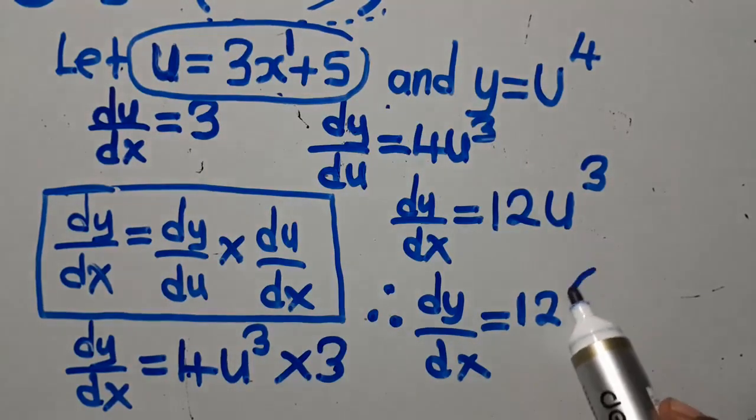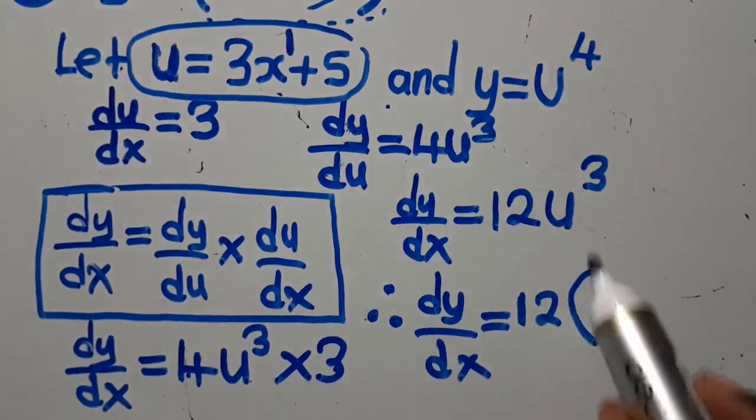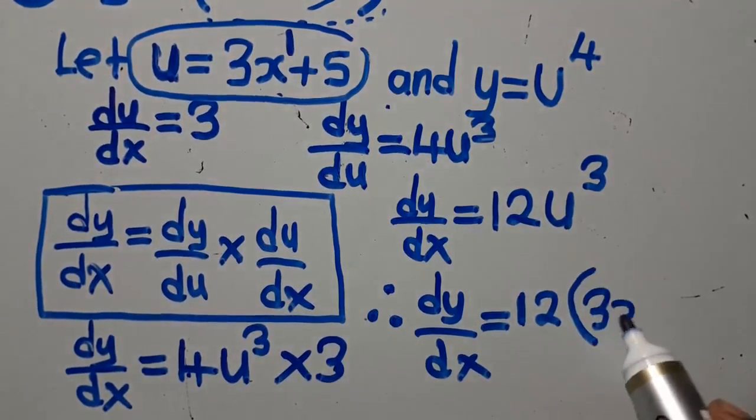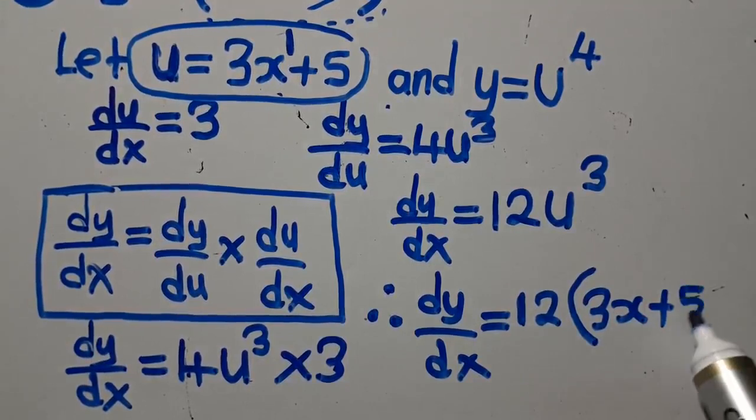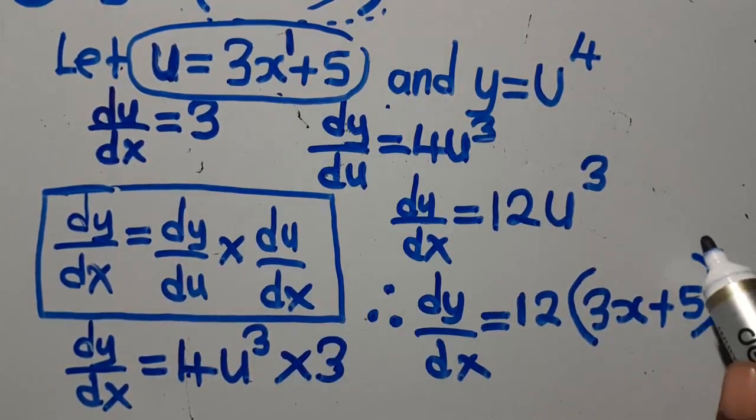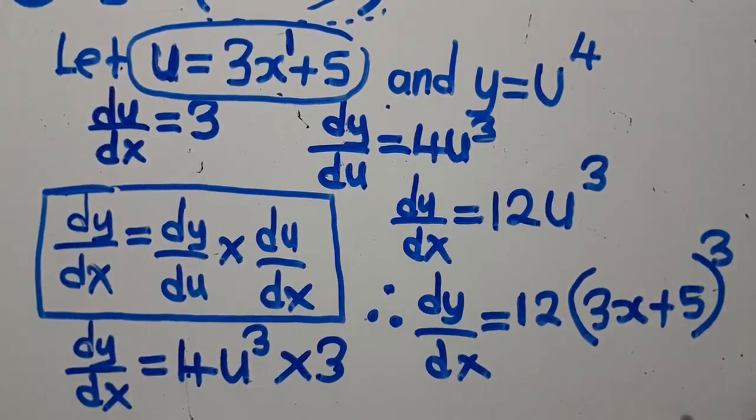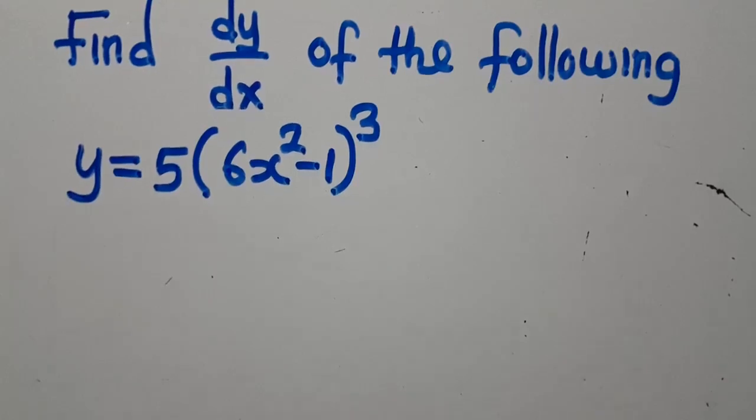So we bring back our question. U is what? 3x plus 5, power 3. So meaning that this is your answer. This is what you are supposed to do. This is what you need to get and understand. So this is how you needed to do it. These are the solutions that you were supposed to get. Hope you've understood this. We move to the last one.